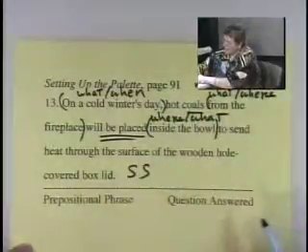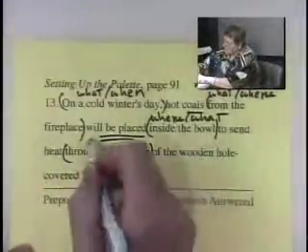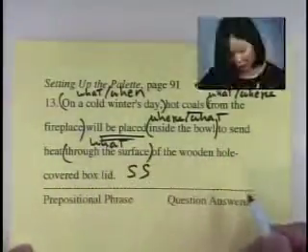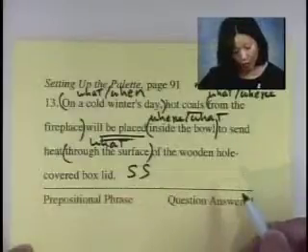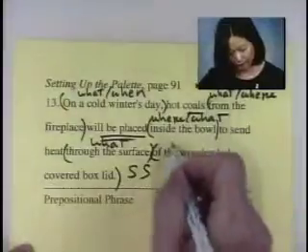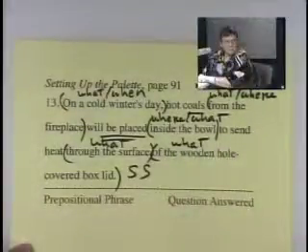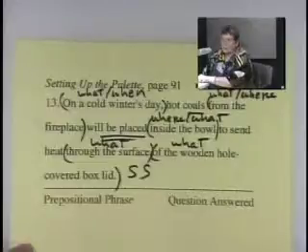Through the surface. Through what? And then? Of the wooden box lid. And that answers, Of what? Jerry, did we leave anything out? Not that I can see. Does anybody see anything we left out?